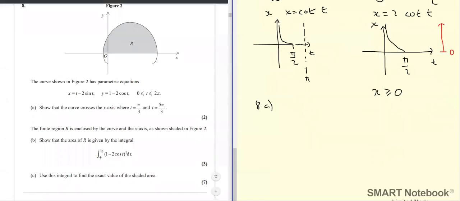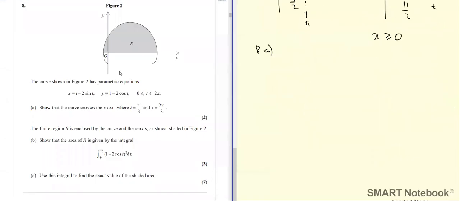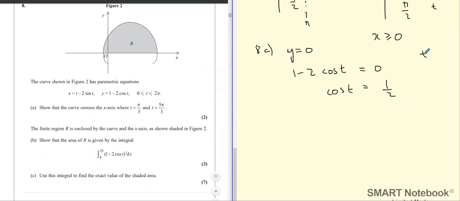Where is this curve going across the x-axis? Anything across the x-axis, y equals 0. So therefore, we're going to make 1 minus 2 cos t equal to 0. And so we get cos t equals a half. And we are solving in the range of 0 to 2 pi.